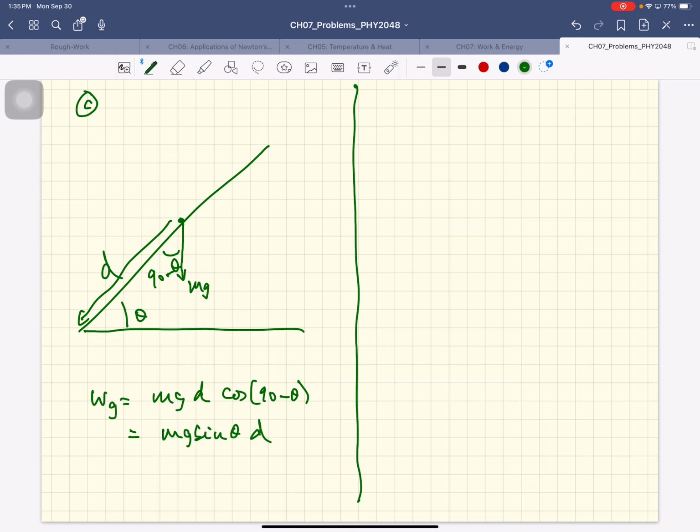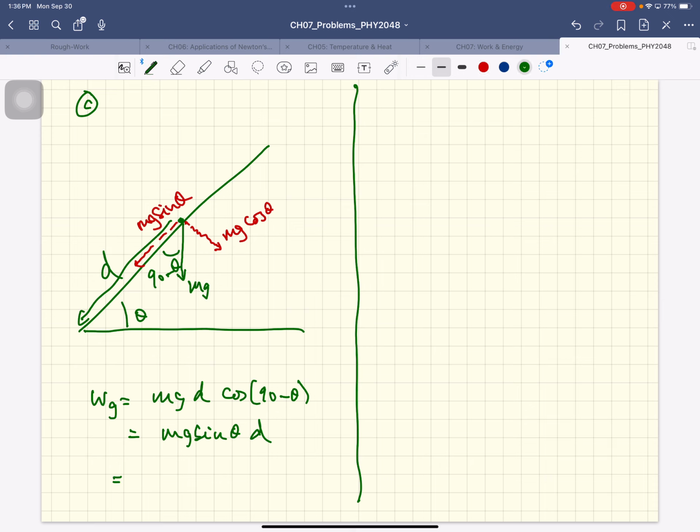But you could have looked at it another way. Here's the other way to look at it. Mg is this component, which is mg cosine theta, and this is mg sine theta. This guy is not doing any work because the displacement is perpendicular to that force. Only this guy is doing work because this guy is parallel to the displacement, so it's just that force times the displacement, which is that. All right, so that's the work done by gravity.